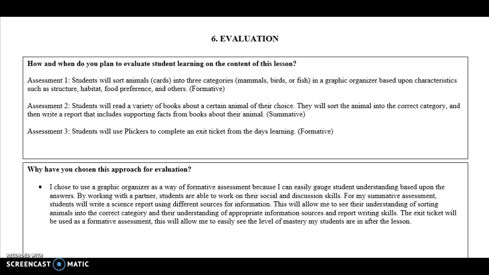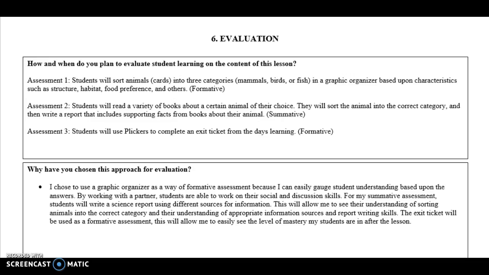science reports. Assessment 3. Students will use Plickers to complete an exit ticket from the day's learning. That's going to be a formative assessment. Why have I chosen this approach? I chose to use a graphic organizer as a way of formative assessment because I can easily gauge student understanding based upon the answers. By working with a partner, students are able to work on their social and discussion skills.